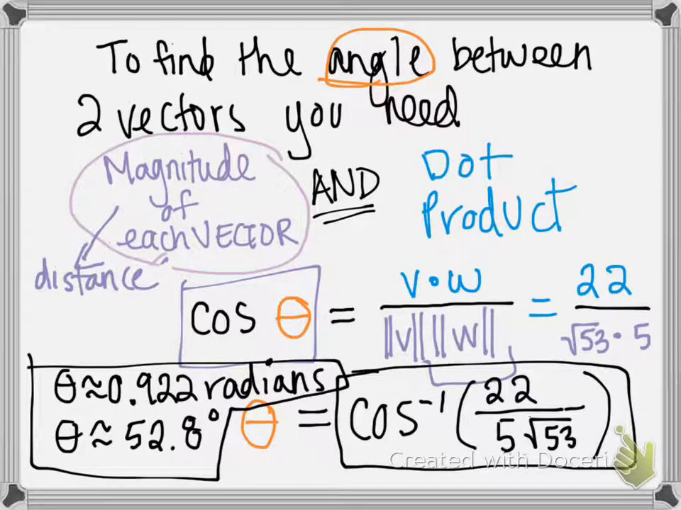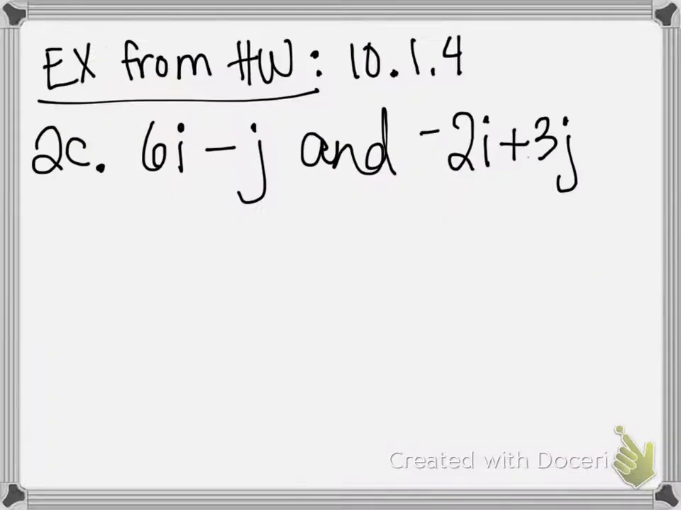So this formula right here is very important, and you need to write that down and box it and highlight it and say that is what we need to find the angle between two vectors, okay? So I'm going to do one from your homework because I'm just super nice like that. So here we are, we're at 10.1.4.